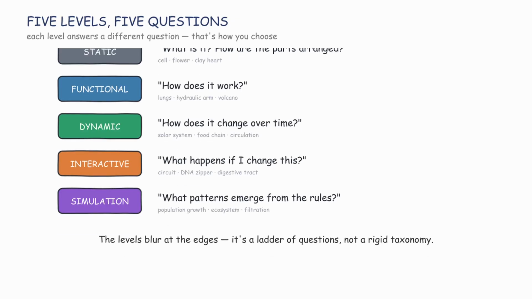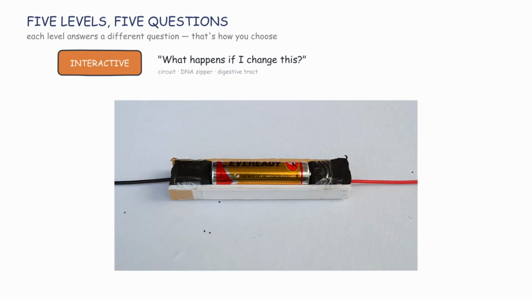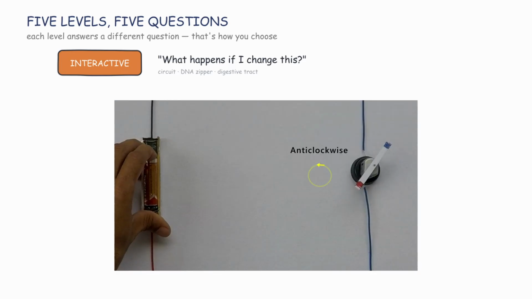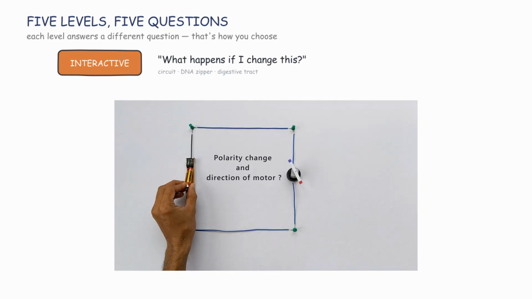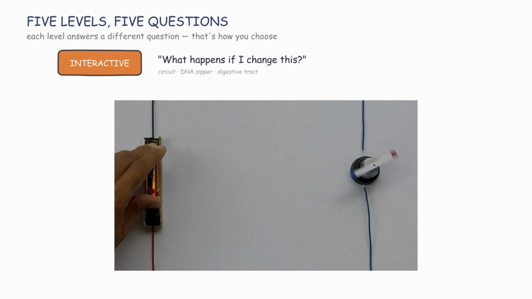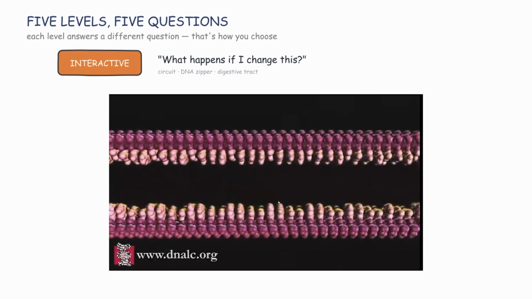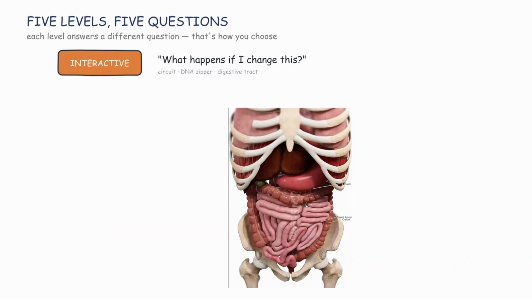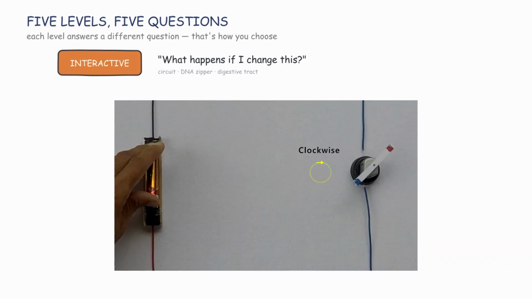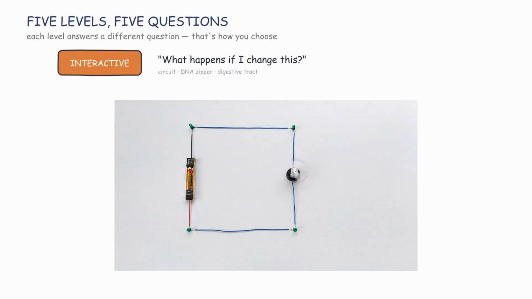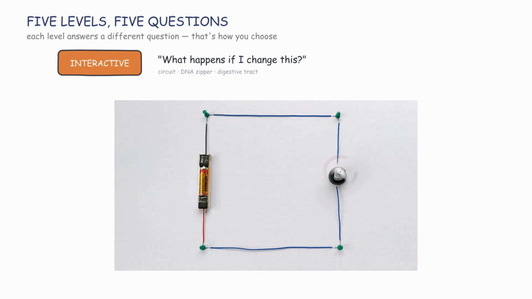Level 4, interactive. The question becomes personal. What happens if I change this? An electric circuit you rewire, a DNA model that unzips, a digestive tract you push food through. The learner is not watching, they are operating, predicting, and testing.